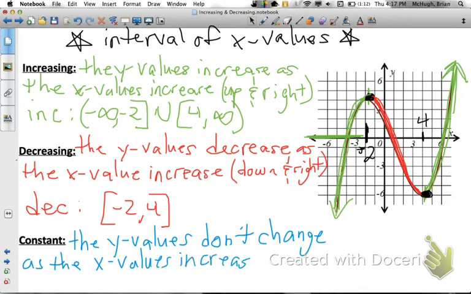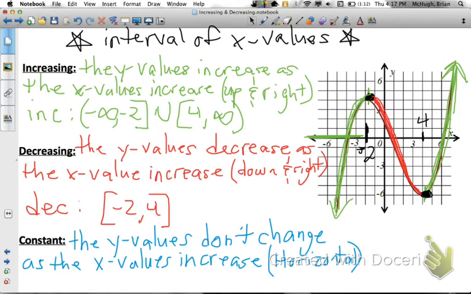So what does a line look like where the y values don't change as the x values increase? The x values are increasing because we're always going from left to right, and that looks like a horizontal line, or a horizontal line segment. Maybe just one interval is constant, so there's a horizontal line segment. The graph that we have here doesn't have any constant portion.